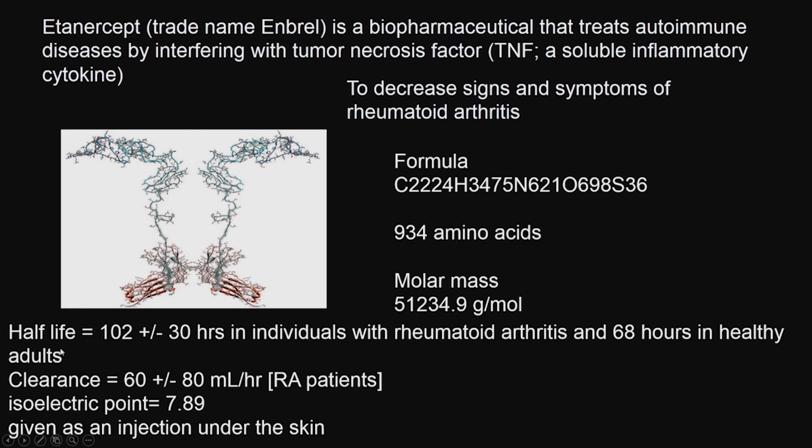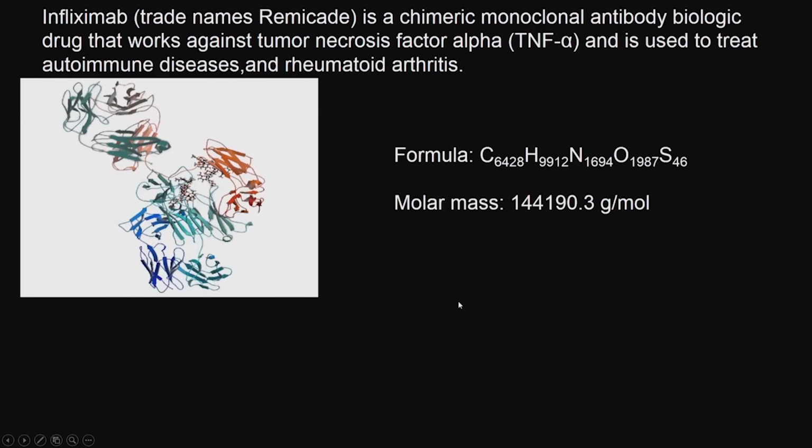Its half life is quite large, 102 hours. Its clearance is 60 to 80 milliliter per hour. Its isoelectric point is 7.89, that is, at a pH of 7.89 it has zero charge. So it is given as an injection, because it is a protein with a large molecular weight. Let us look at another one.